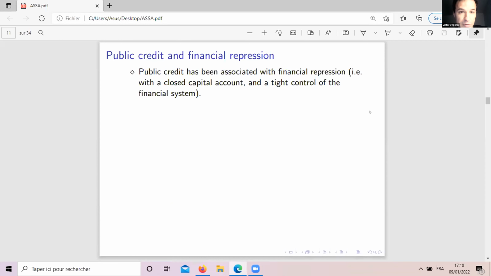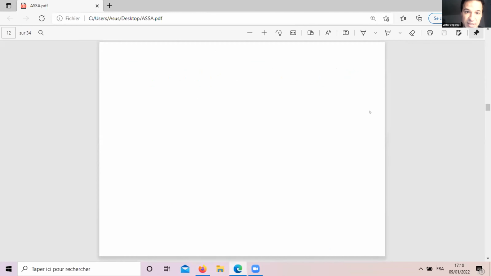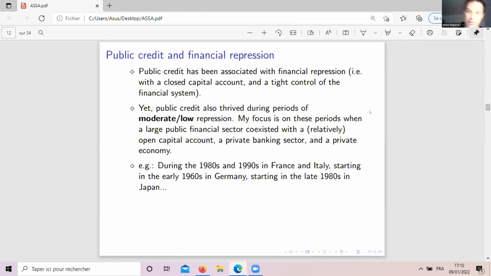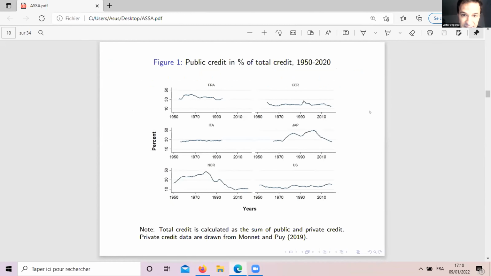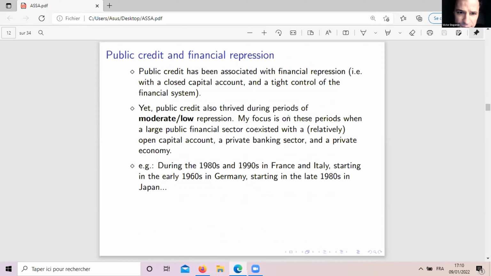As I was saying earlier, one of the reasons why public credit has been neglected by macroeconomists is that they thought it was a synonym of financial repression. Why worry about studying the dynamics of public credit when it only appears in economies that are basically controlled by the state, where the capital account is closed, and where the economy is basically public? Why bother? Well, this is a gross exaggeration. It is true that public credit emerged as part of the financial repression package, but as we see here, it tended to stay stable long after the 1950s and 1960s, and in most countries it stayed stable until the 2000s. So that's a gross exaggeration.